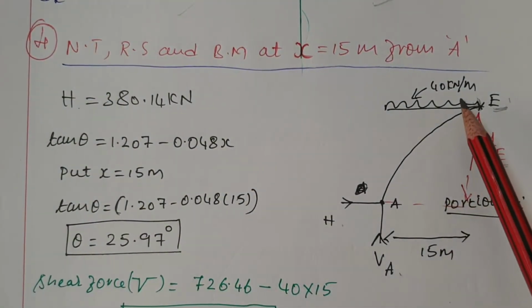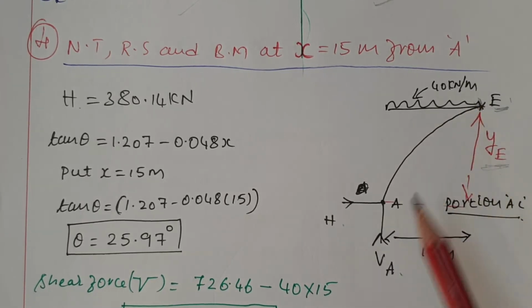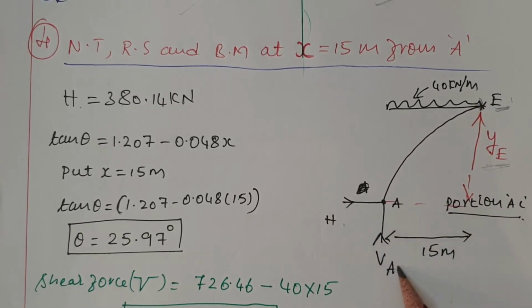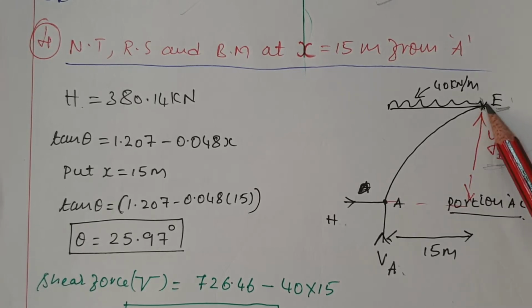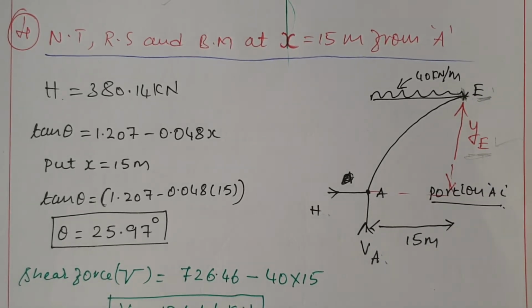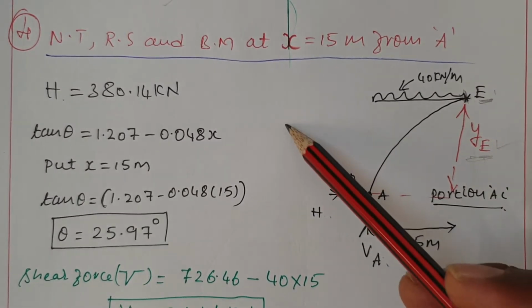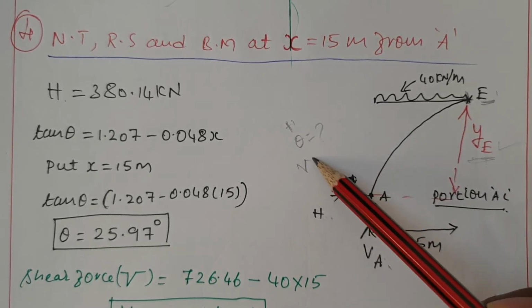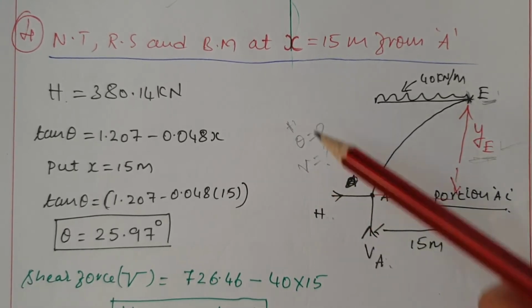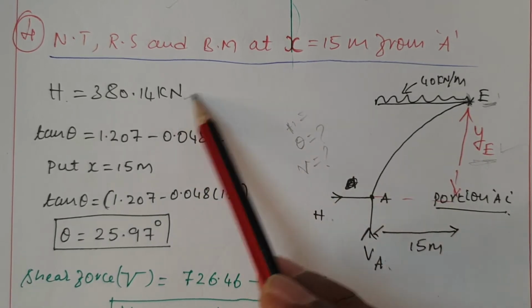So we know the UDL of magnitude 40 kilonewton per meter, and this is the horizontal load and vertical load. You have to calculate what is VD in order to find the bending moment. Before that, you have to calculate the normal thrust and radial shear. In order to calculate normal thrust, the unknowns are: H, you know the value; theta you have to find out; the vertical load we have to calculate.